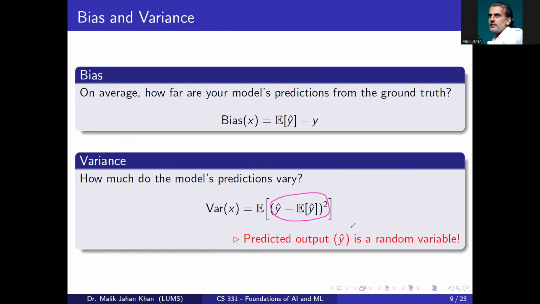Over here, our random variable is now the prediction. So our prediction is y hat. So we are using our random variable y hat, and asking how far it is from its expected value, and that's the deviation of that random variable from its mean. We are squaring it, and the expected value of that square is what we call variance. And from the interpretation perspective, what we mean by variance is how much the spread of our model's predictions is.